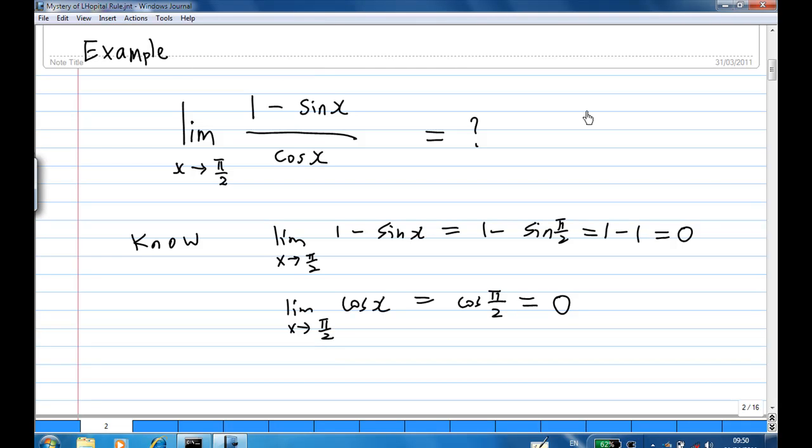And we have a problem now. We are having the case of 0 over 0. And this is an indeterminate form. We do not know what is 0 over 0 since we cannot divide any number by 0.